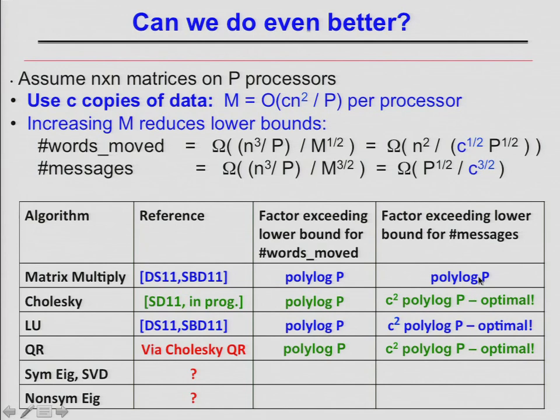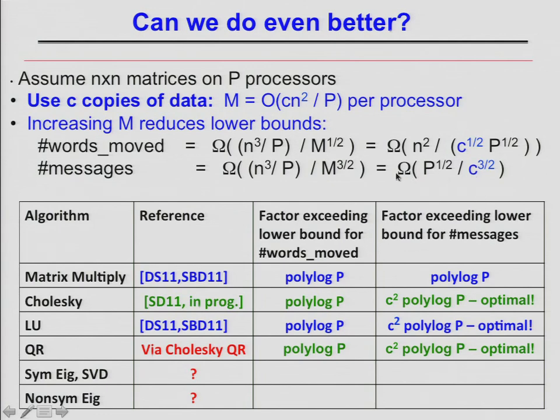For matrix multiply, I told you the details. We're within a polylog factor, where polylog means log or log squared or log cubed. For Cholesky, LU, and QR, we also hit that lower bound. But it turns out that this is the wrong lower bound for the number of messages. There's a new lower bound.